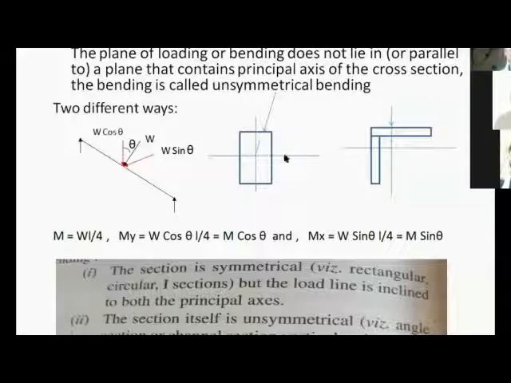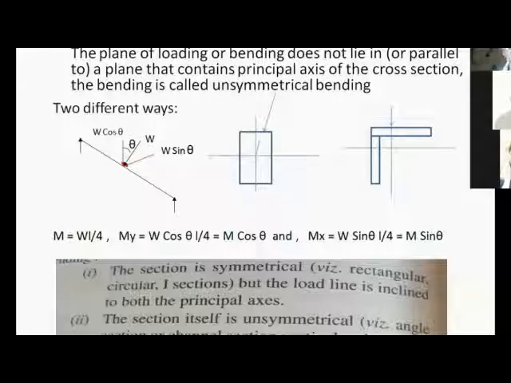If you take moment of inertia about this axis, b into d cube by 12, and about this axis, if you take this as x-axis and this as y-axis, about the x-axis moment of inertia is b d cube by 12, about the y-axis it is d b cube by 12. So d b cube by 12 is the minimum moment of inertia which the section has, and about the x-axis b d cube by 12 is the maximum moment of inertia about any axis it has. Suppose you take any axis like this passing through the centroid, the moment of inertia will be in between b d cube by 12 and d b cube by 12.